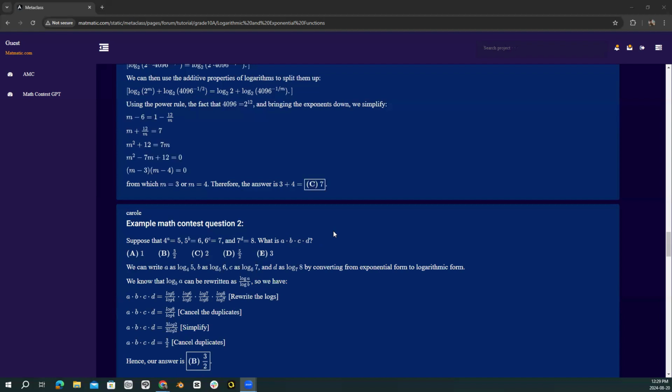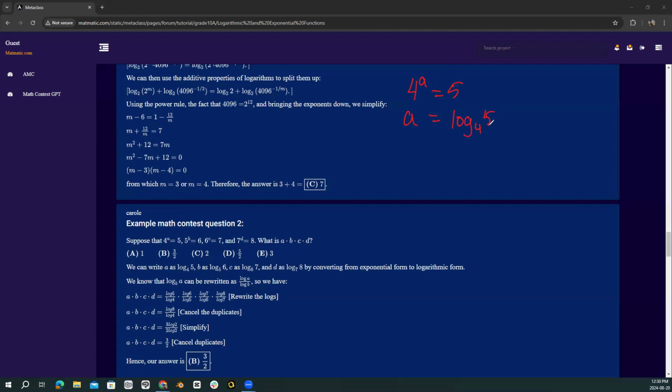So for our solution, since we're solving using logarithms, we can rewrite these all into logarithms because they're all in exponential form right now. Essentially, we can write 4 to the power of A equals 5 as A equals log base 4 of 5. So we just converted from exponential form to logarithmic form.